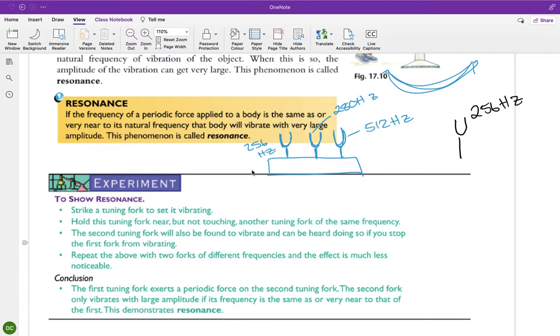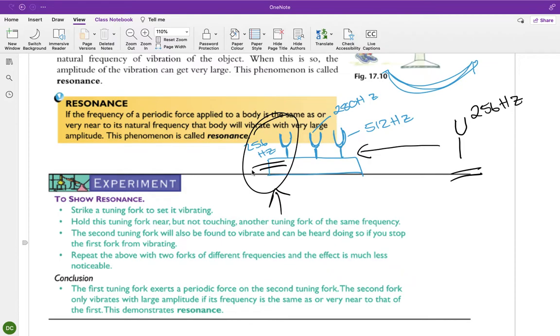If you bring this over close to these, what you will find is that this one will pick up the vibration. You don't strike this one, but because the two of them are at the same natural frequency, because the natural frequency of those tuning forks is 256 hertz, if you strike one of them and bring it close to the other one, there'll be a transfer of energy between them.